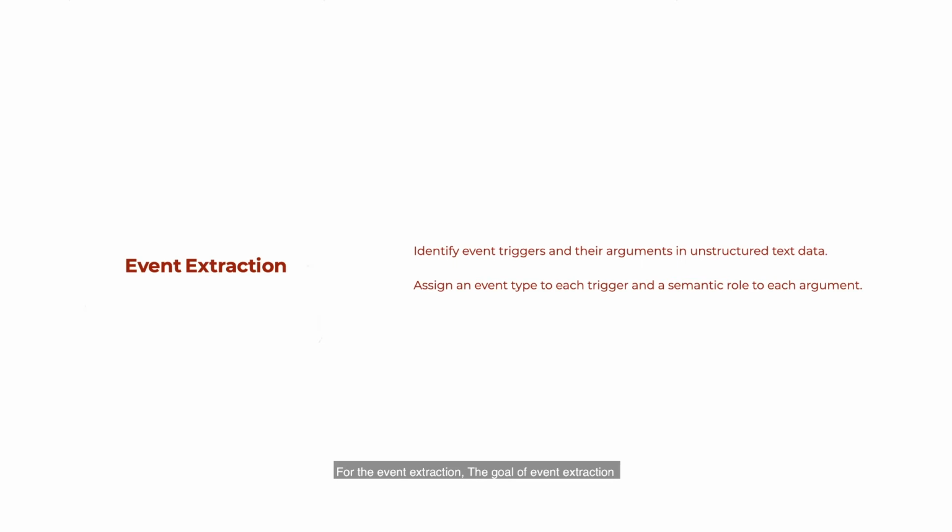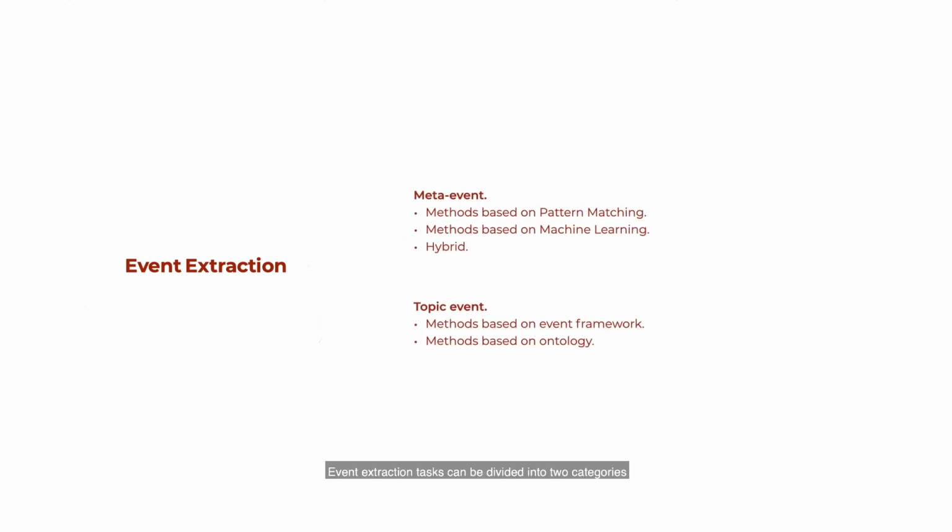For the event extraction, the goal of event extraction is to identify event triggers and their arguments in unstructured text data, then to assign an event type to each trigger and a semantic role to each argument. Event extraction can be divided into two categories: meta-event extraction and topic event extraction. A meta-event represents the occurrence of an action or a state change. The topic event describes the development process of the event.